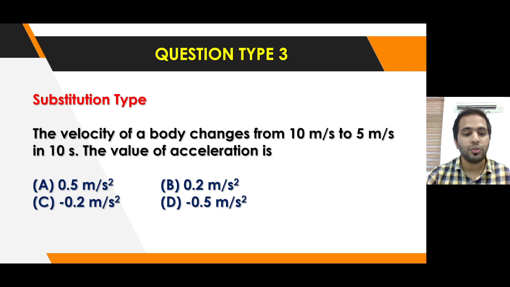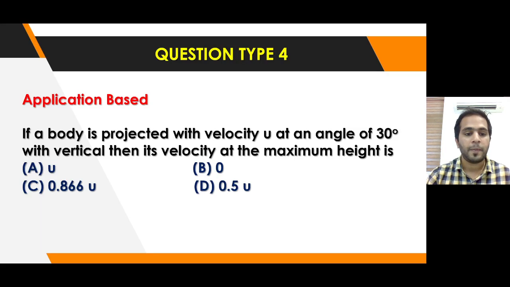Some are substitution type, in the sense that it is directly the formula. So the velocity of a body changes from 10 meter per second to 5 meter per second in 10 seconds. So what is the value of acceleration? Very simply, you can substitute the values that are given and you can get the answer very, very quickly. So there is not much thinking to do in this. So these are questions where you do not have to waste a lot of time, is my point.